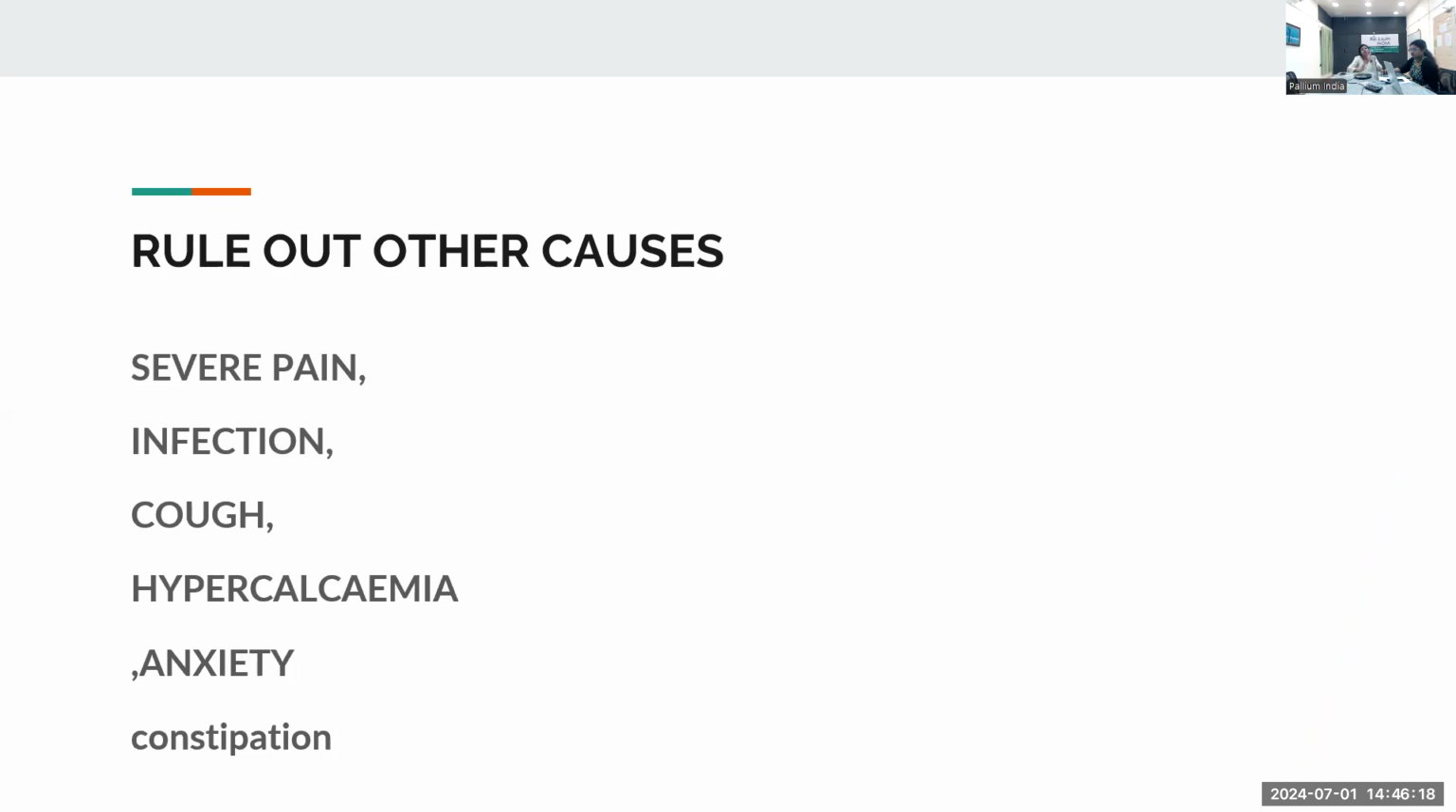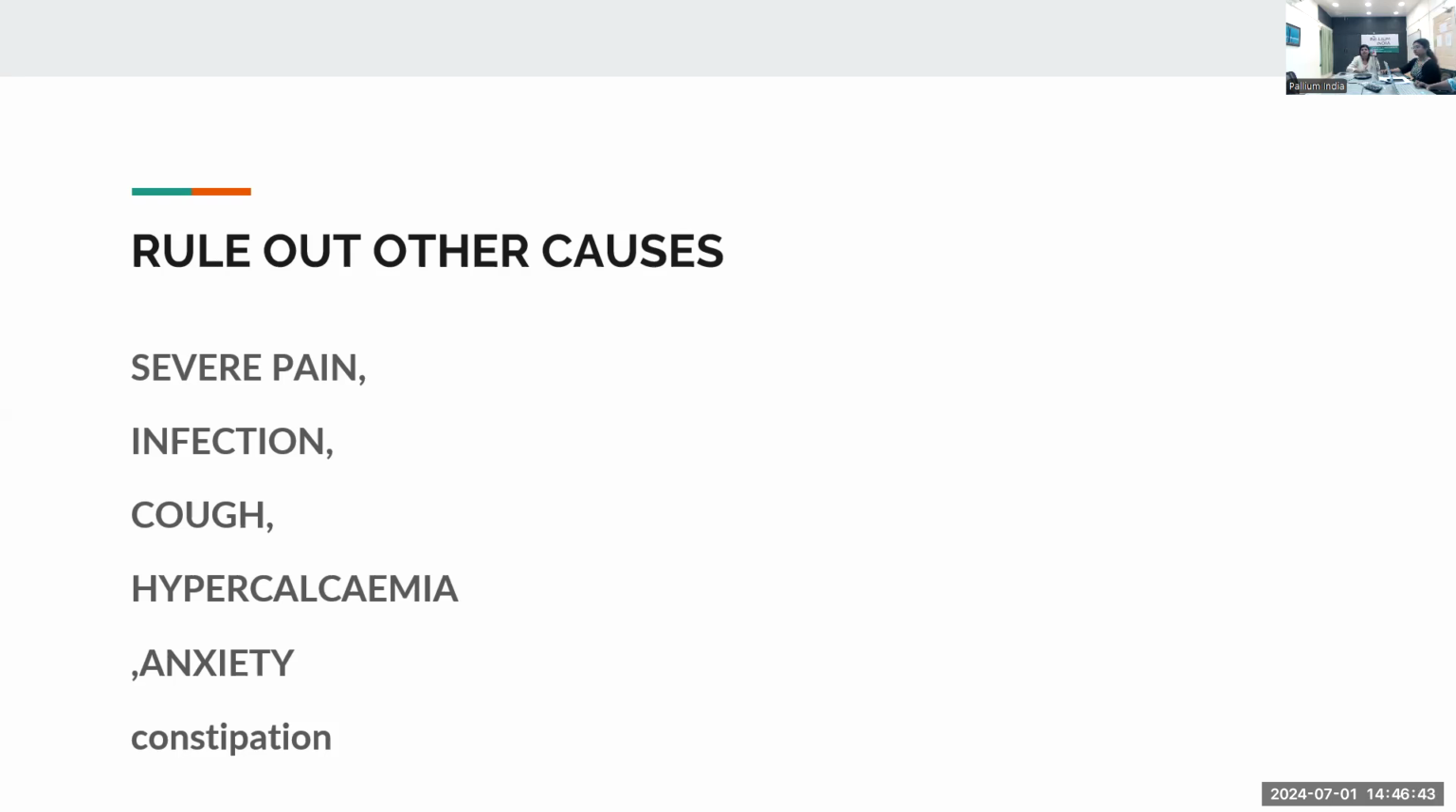Now, these are also very important causes. A patient having very severe pain can get nausea, and because of that nausea, he can get vomiting. So when the patient is having uncontrollable pain, if you give another drug, it will not affect. You should control the pain first. These are a few correctable factors.